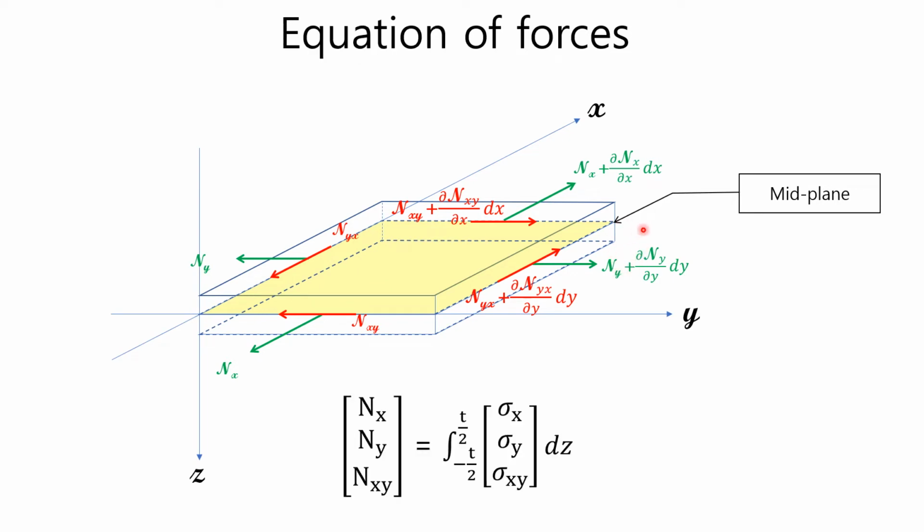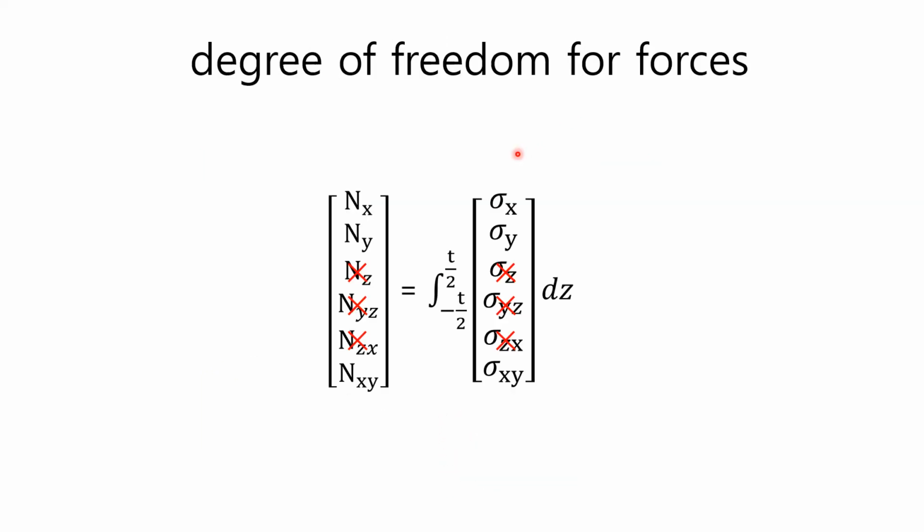The forces per unit length acting on the xz and yz sections perpendicular to the neutral plane can be calculated by integrating the stress over the thickness. In our analysis, among forces, Nz, Nyz, and Nzx are all equal to 0, and also among the stresses, sigma z, sigma yz, sigma zx are all equal to 0. Therefore, we have just 3 elements in force and 3 elements in stresses.